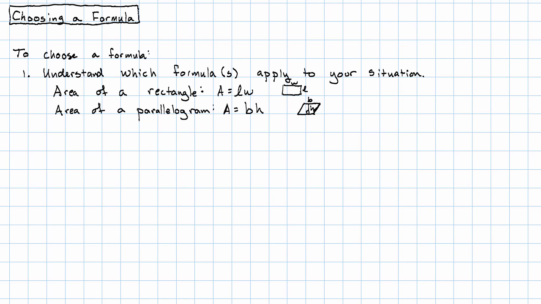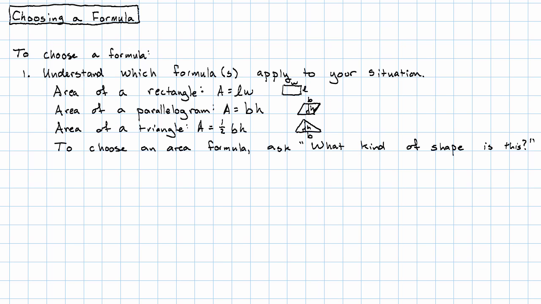The area of a triangle is half of the base times the height, where again the base is one of the sides, and then the height is the distance between that side and the opposite corner, measured at a right angle. So if you want to choose which area formula to use, you need to ask, what kind of shape is this whose area I'm trying to find? Okay, so that works really well if there's only one formula that applies to your situation.